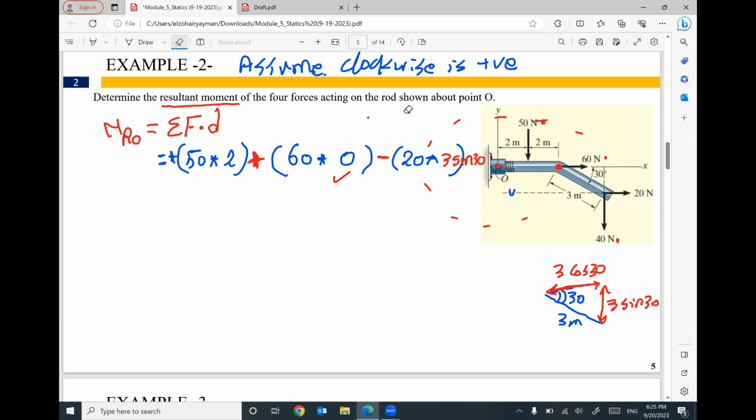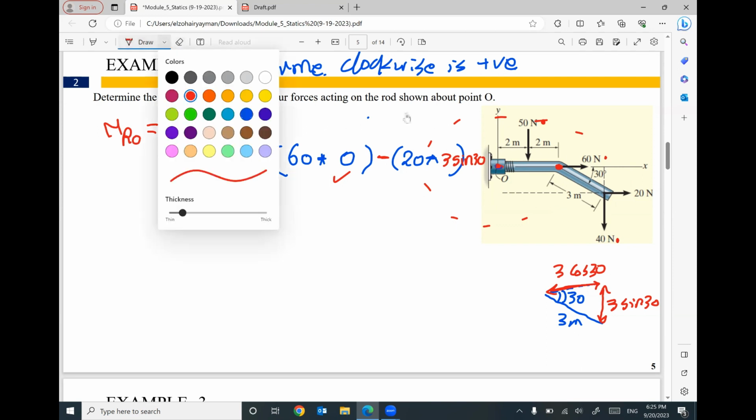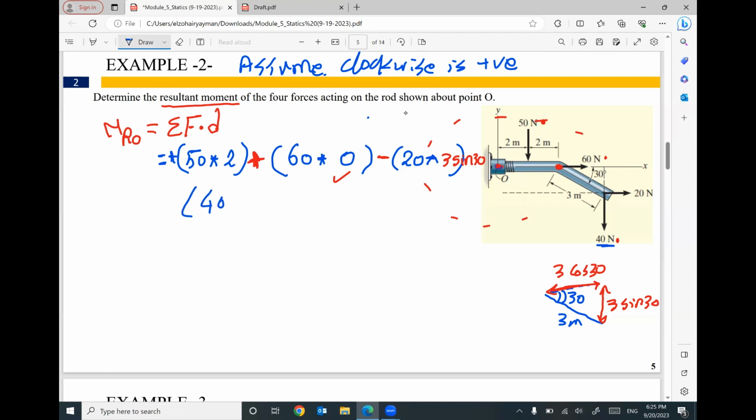We still have one more, which is the vertical force 40. Since 40 is a vertical force, I'm looking for the horizontal distance between the force and the point O. This horizontal distance equals 4 meters plus 3 cosine 30. This is the 4 meters, and this horizontal distance is 3 cosine 30. If you let this 40 move first and then rotate, it will move down and then rotate to create a circle around point O. It will be clockwise, so it will be positive.